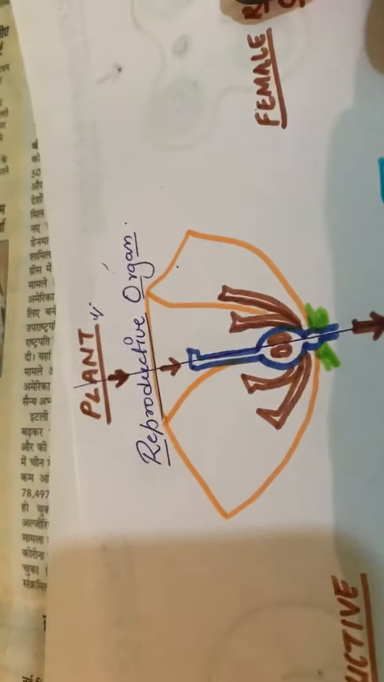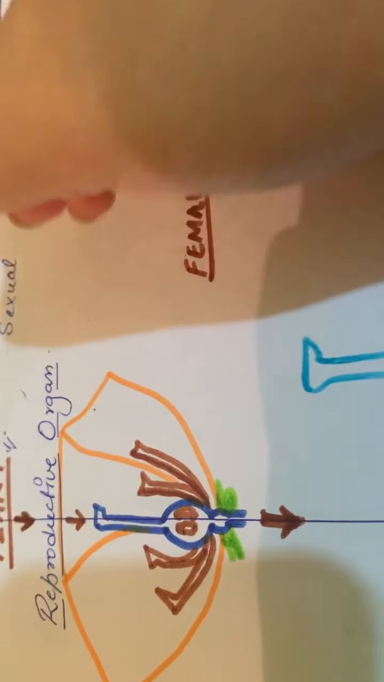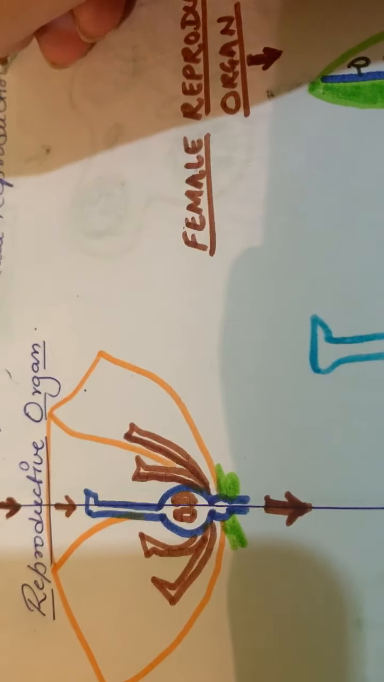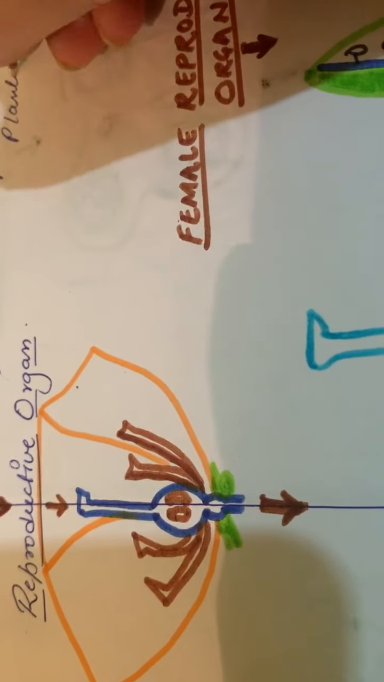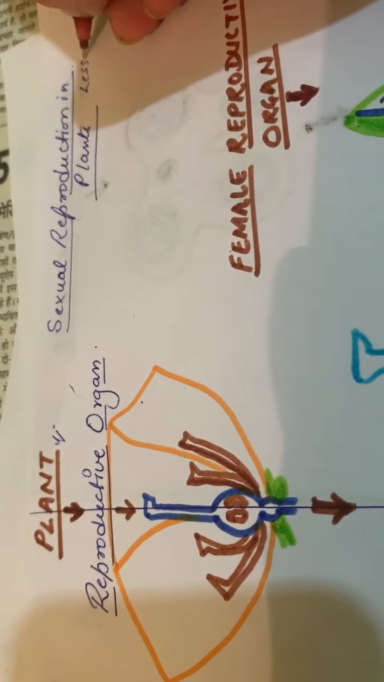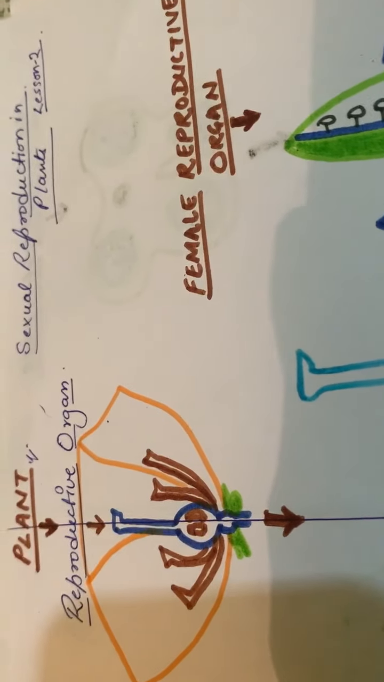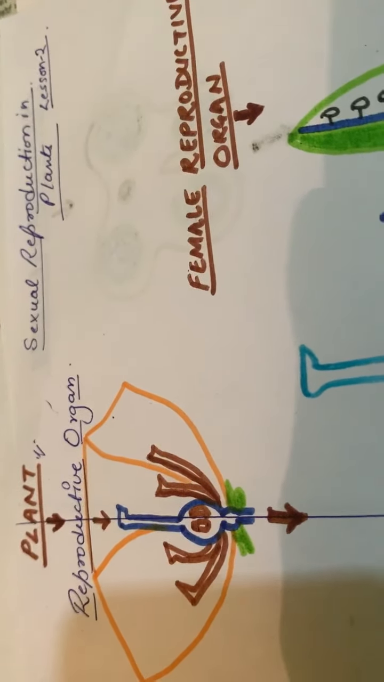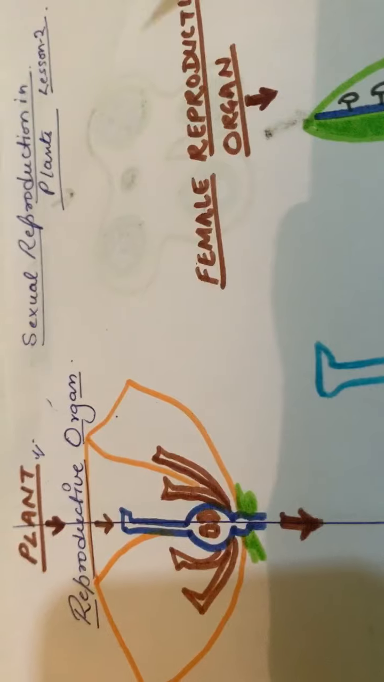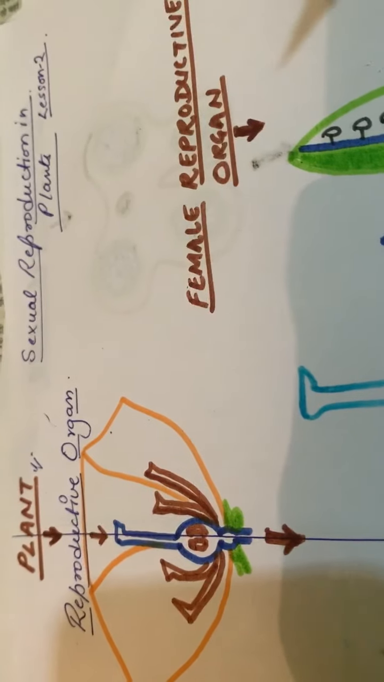And as we know, the heading of this chapter is sexual reproduction in plants. Previously I taught you in lesson 1, and this is your lesson 2. In lesson 1 we discussed that reproduction is of two types, asexual reproduction and sexual reproduction. What was the comparative feature? Asexual reproduction involves one parent, whereas sexual reproduction involves two parents.